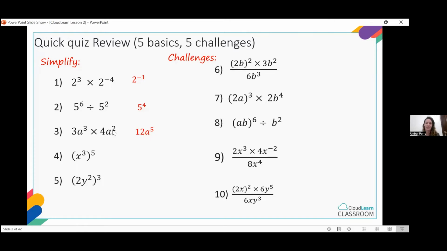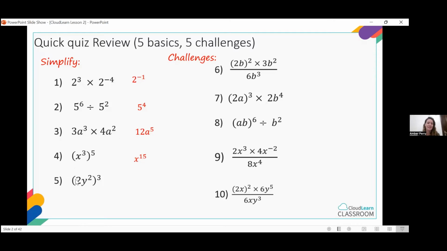Okay, so really great to see a couple of people having a go there. Okay, so moving on to the law of brackets. Now this one was the one, because we've got the brackets here, we've actually got 5 lots of this x cubed. So it's going to be x to the power of 3 multiplied by 5 here. So it's going to be x to the power of 15 here.